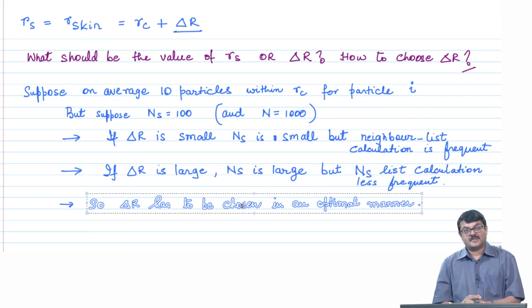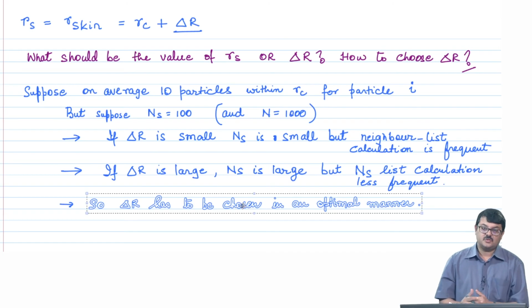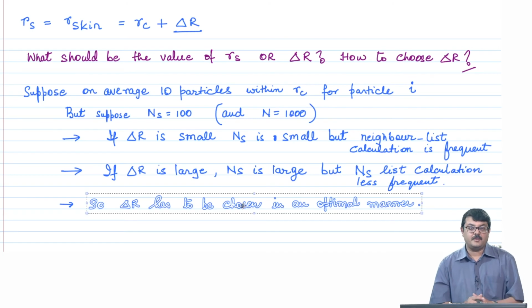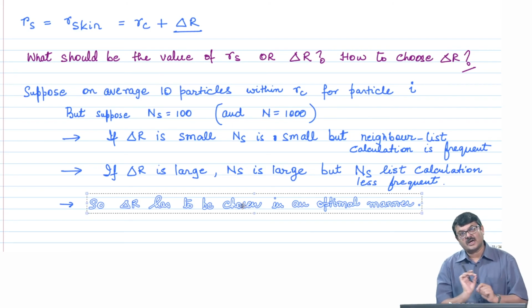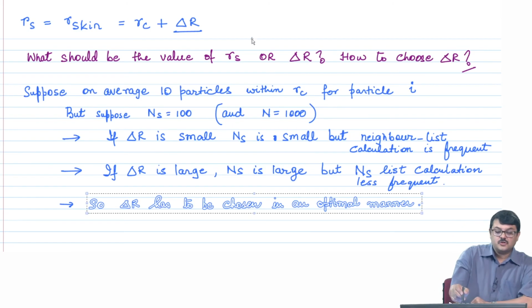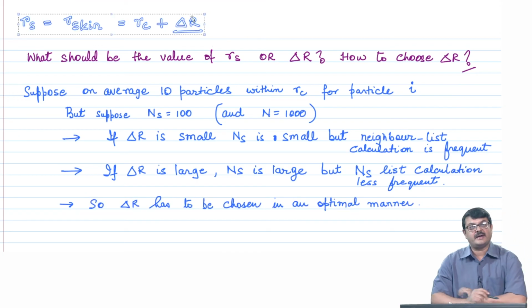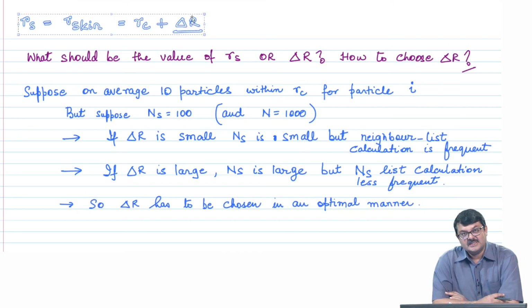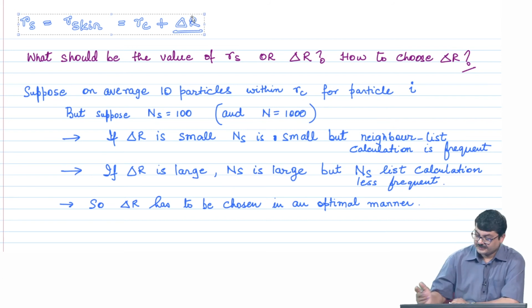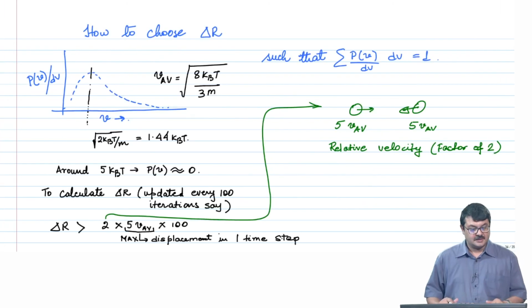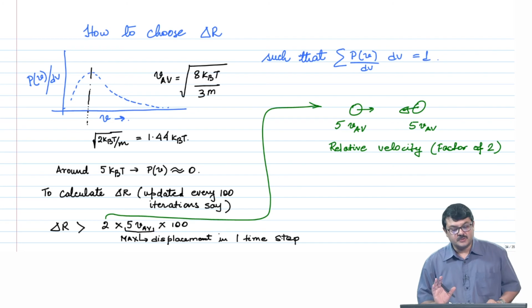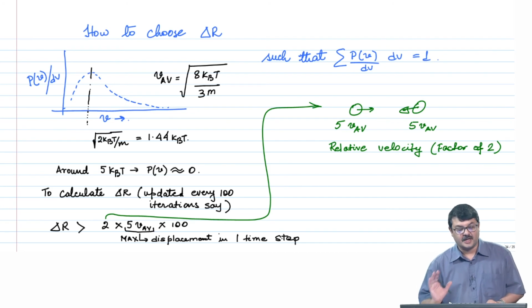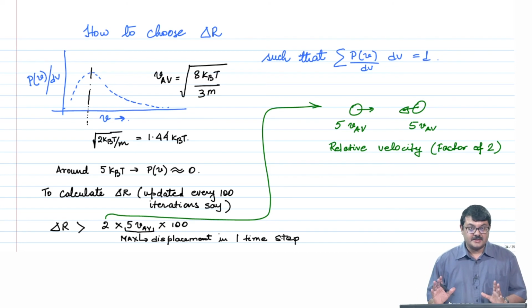So, it should not be too large and not too small, and for every problem, density, dt and R C, one has to check how much one should choose R S, so that your speed up is the maximum. Okay. So, that is the first part of the thing. So, the question is how to choose the value of delta r, so that it is optimum.